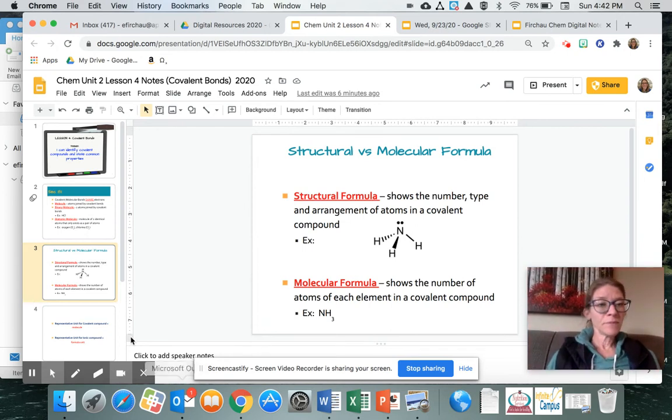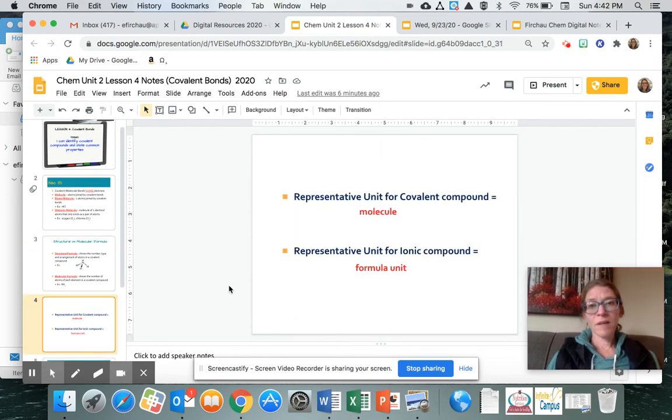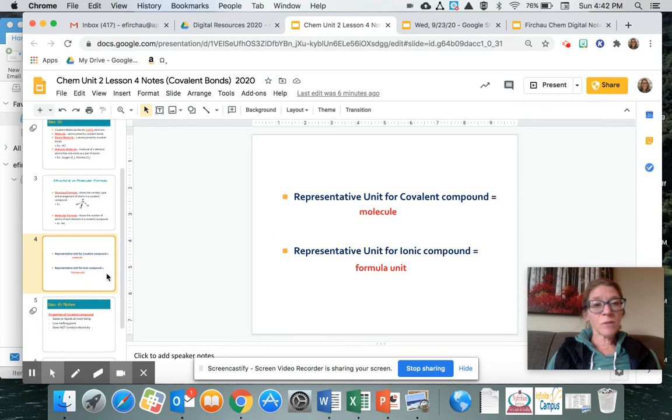All right, a few more terms just to review and show the distinction between. Covalent compounds are referred to as molecules. Ionic compounds are referred to as formula units. So that's just kind of a distinction that you'll see that you should know. Ionic, if it's a metal and a nonmetal, is going to be called a formula unit. Covalent compounds, which are two nonmetals, are called molecules.